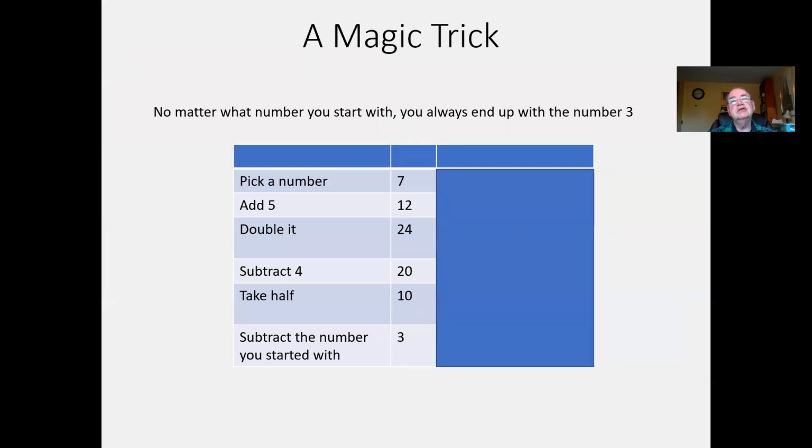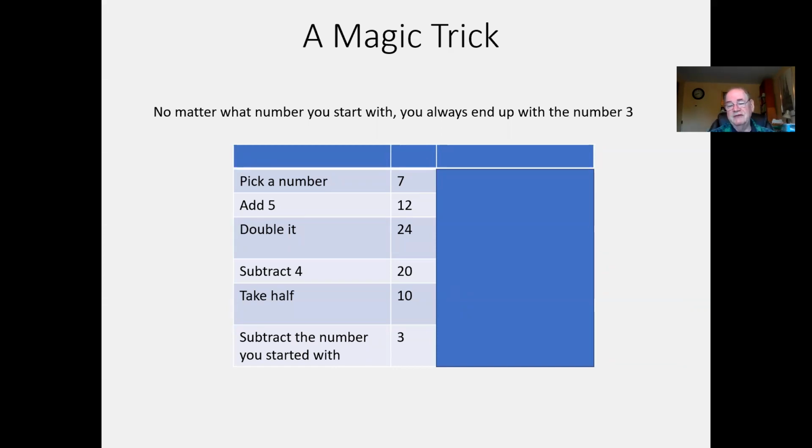Okay, so just to get us started, if you'll humor me, we'll demonstrate a magic trick that no matter what number you start with, these various machinations of adding and subtracting and multiplying and dividing will always end up with the number 3. So here I've started with the number 7. If you could just jot down on a piece of paper, humor me if you would, some number other than 7, a simple integer other than 7, and play along with me.